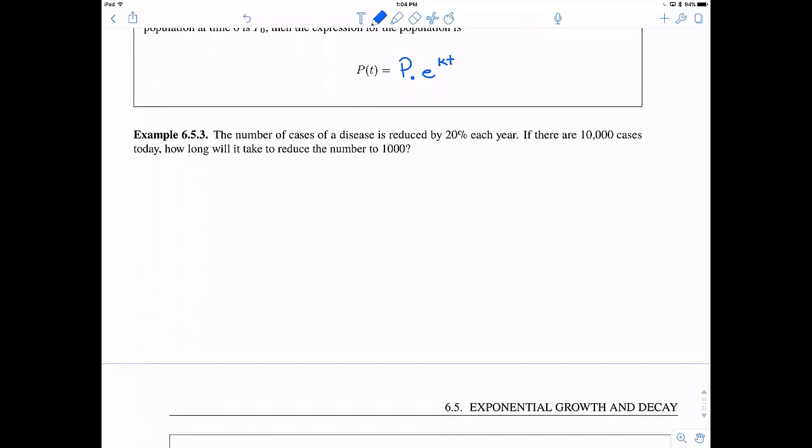So let's actually try to use this for something. We're going to model a situation here. So we have a disease, and it's reduced by 20% each year. There's initially 10,000 cases today. How long will it take to reduce the number to 1,000?